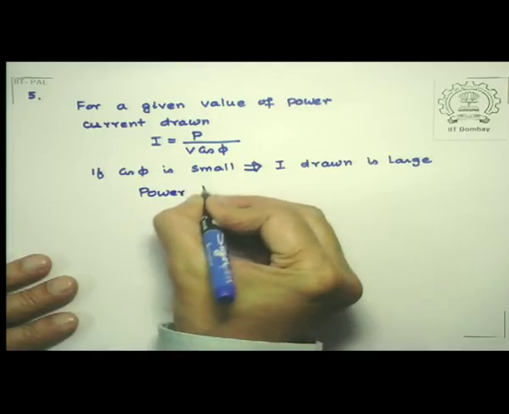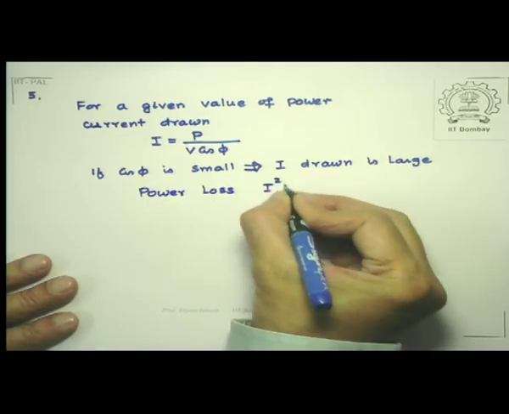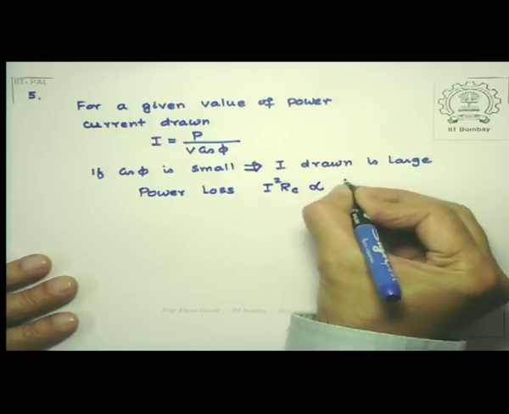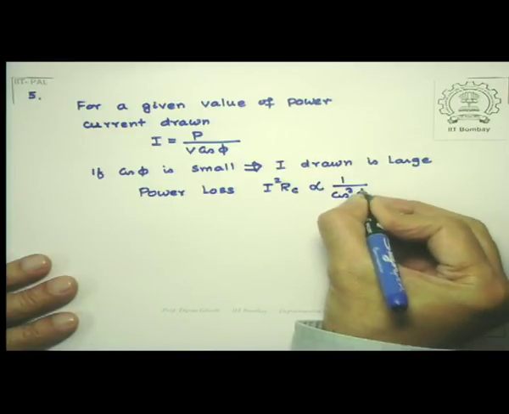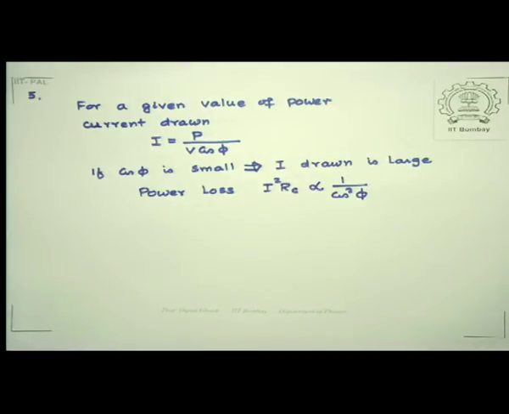And the reason is, we know that the losses occur because of the resistance of the cables, and if I represent RC by the resistance of the transmission cables, then the power loss is I square RC, which is proportional to 1 over cosine square phi. So therefore, a low power factor is responsible for a lot of loss along the transmission line. Now, how does one compensate for this?